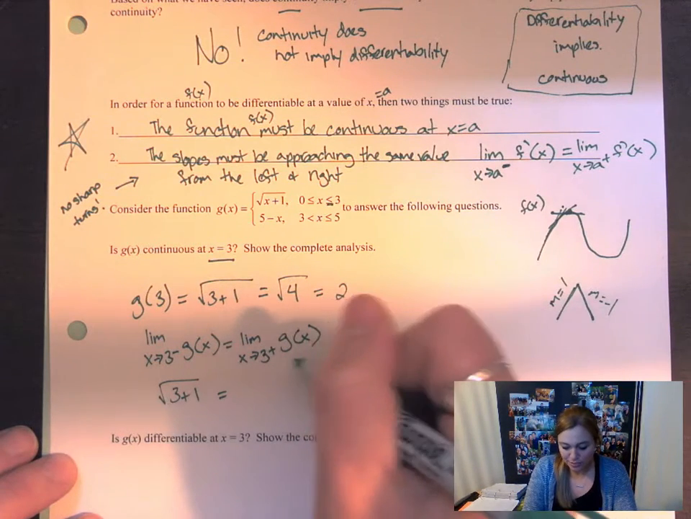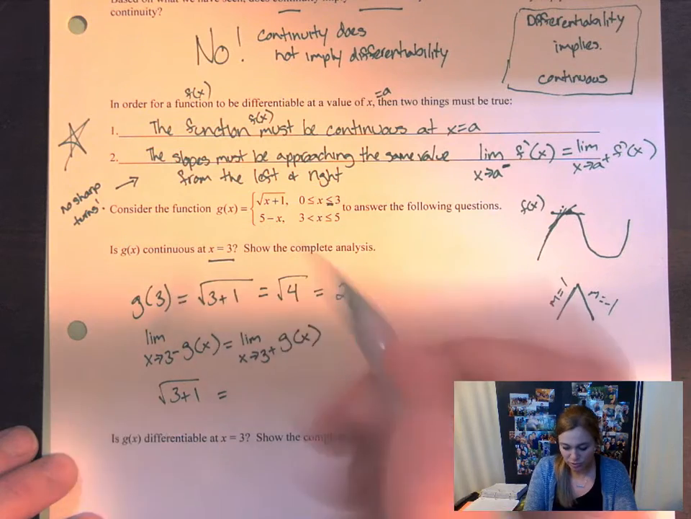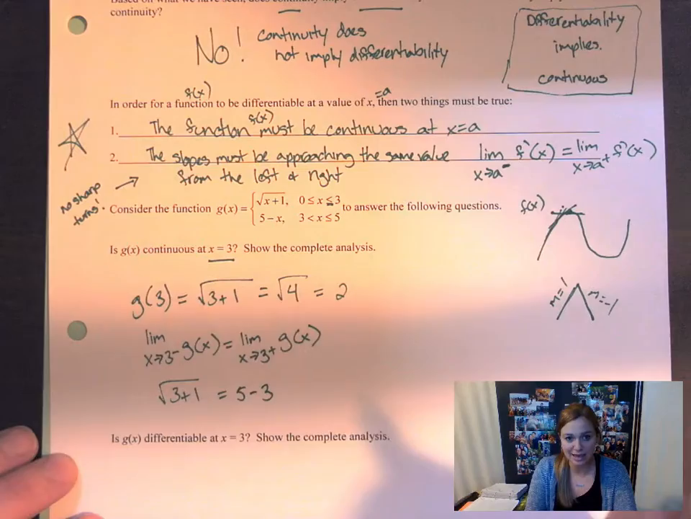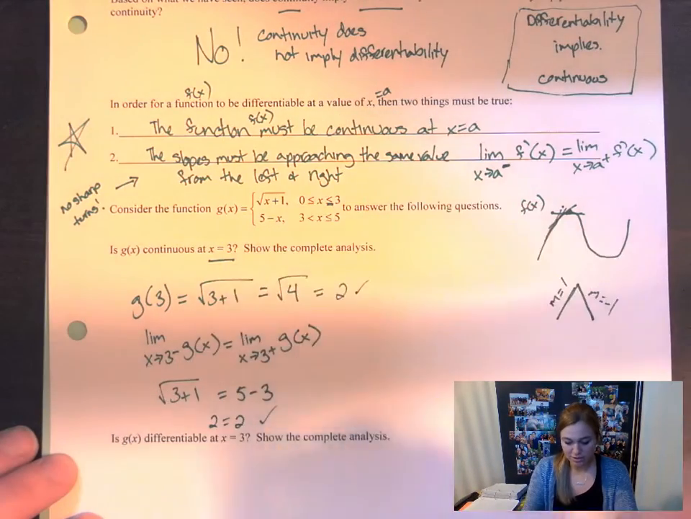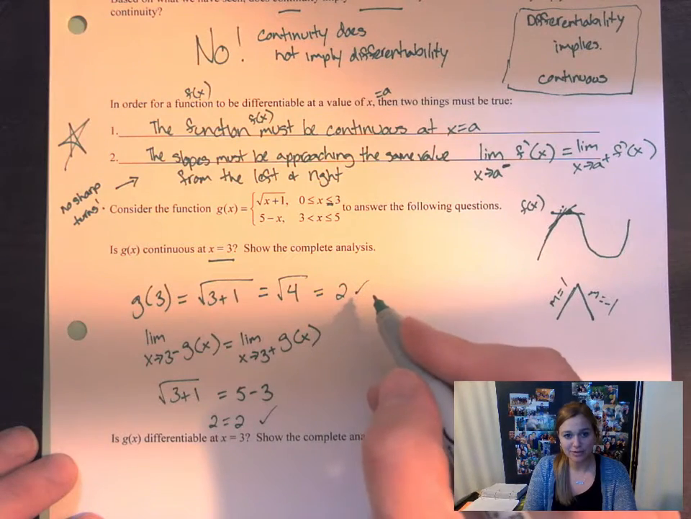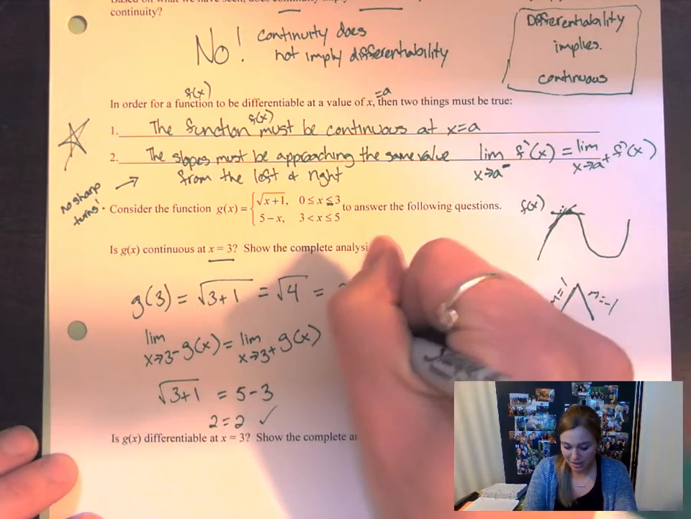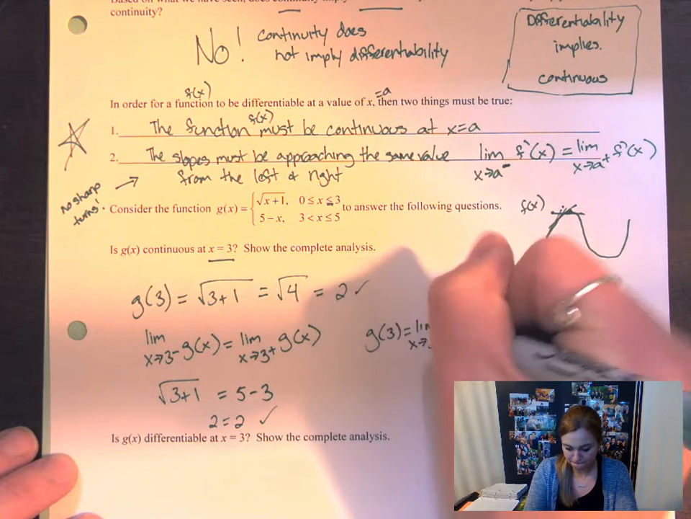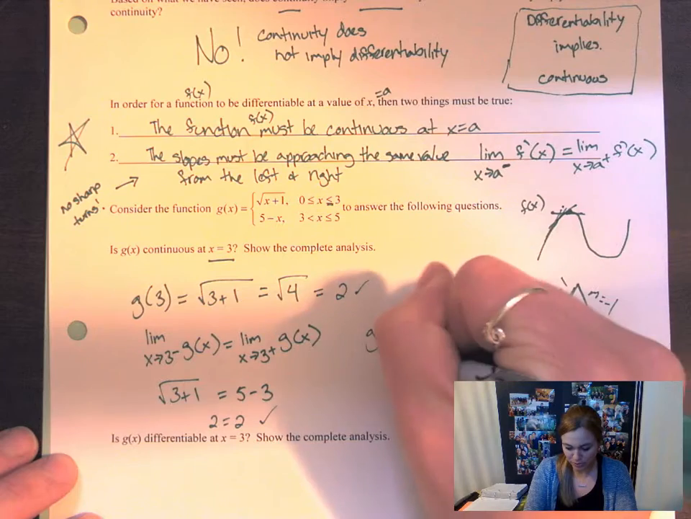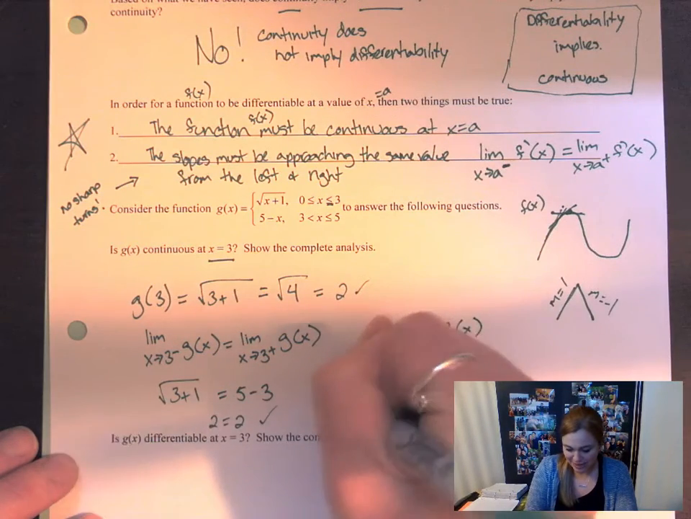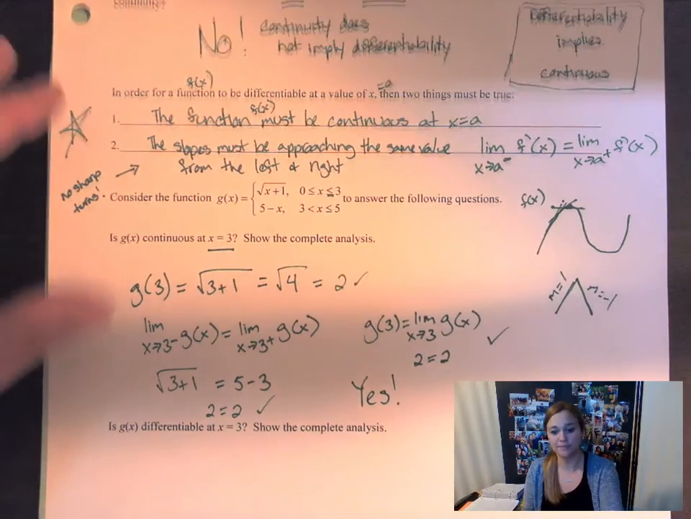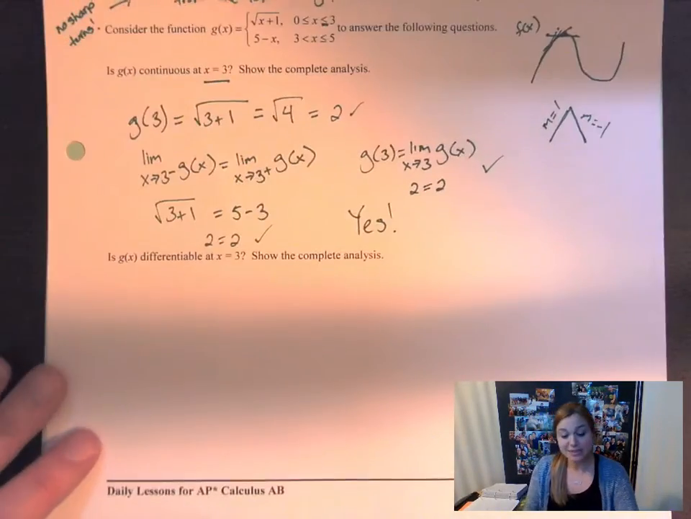On the right, limit as x approaches 3 from the right of g of x would be 5 minus 3, because I'm substituting the x. I get 2 is equal to 2. Yay! So right now I can see that the function value exists. The limit exists, and I can see the function value equals the limit, because they both equal 2. And so I'm going to say yes. And I showed my complete analysis. I'm good. So is this function differentiable?